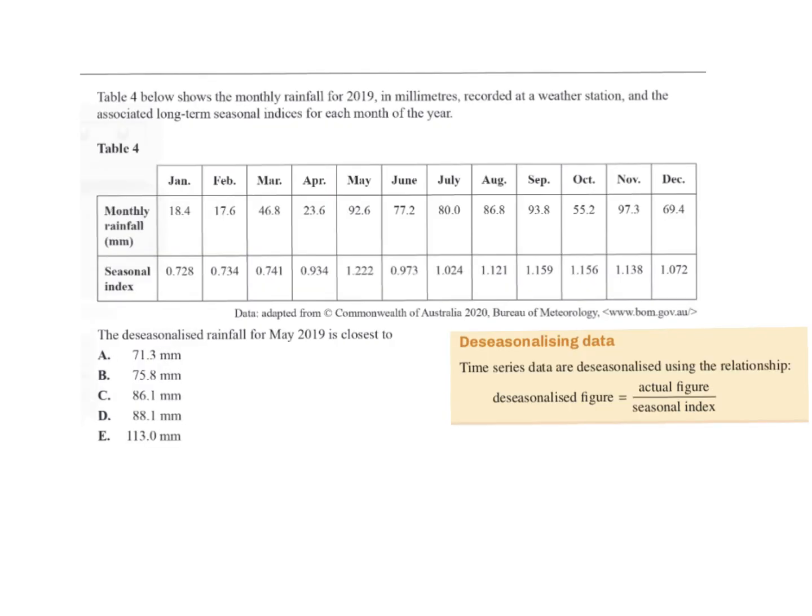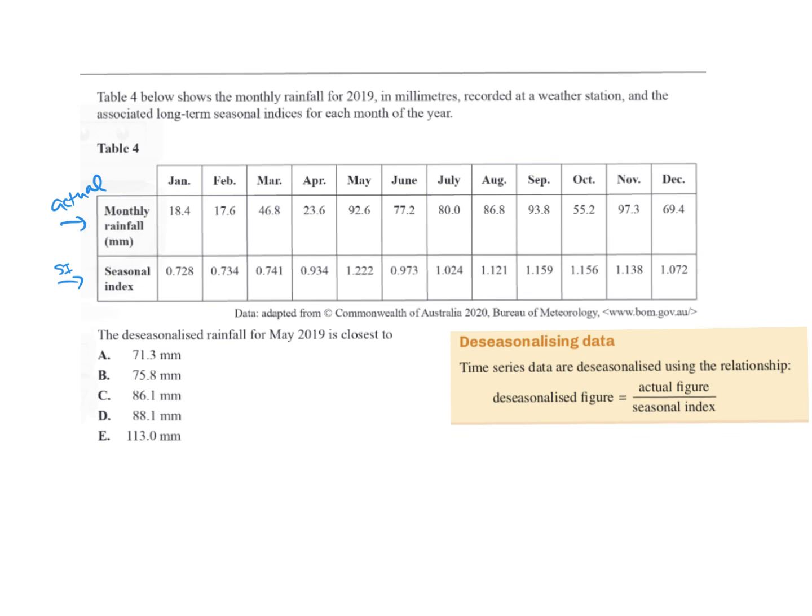Alright, so the table below shows the monthly rainfall in 2019 in millimetres, recorded at a weather station, and the associated long-term seasonal indices for each month of the year. So we've got the actual data here, and here is the seasonal index.